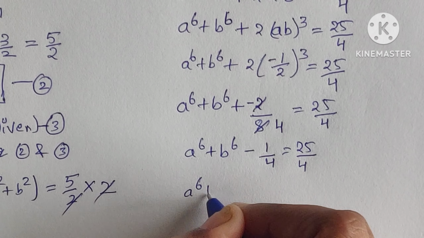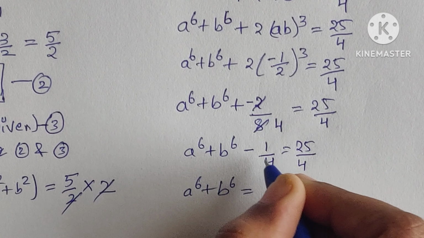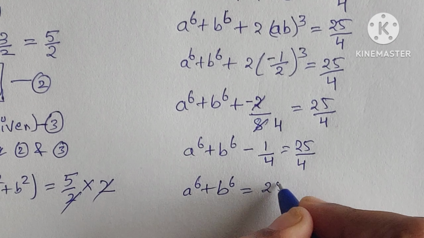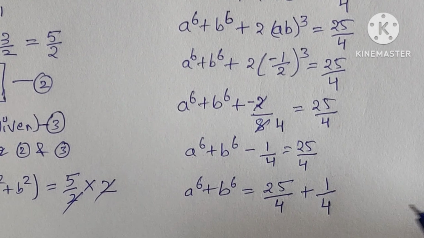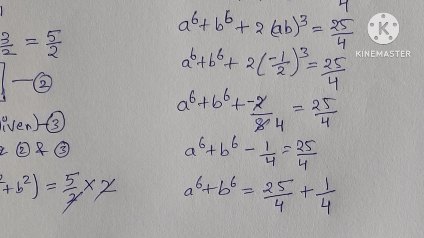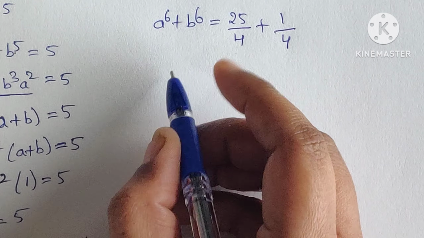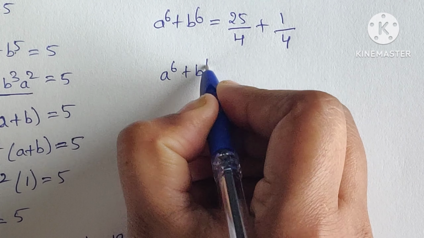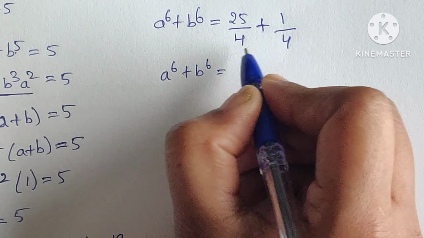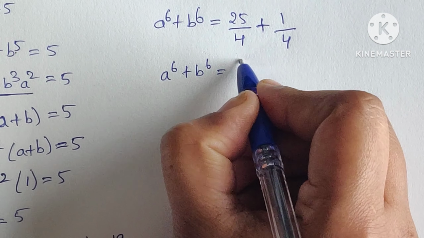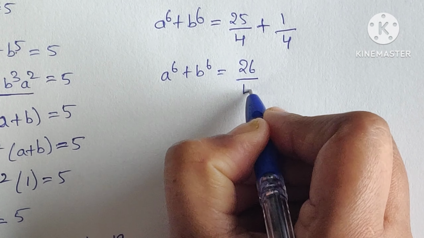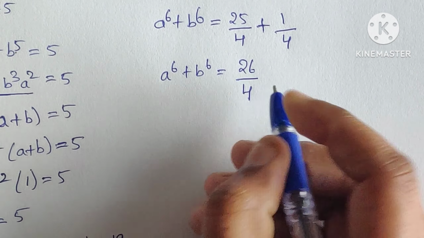A power 6 plus b power 6. So move this value to the right side. It will be 25 divided by 4 plus 1 by 4. So now we will get a power 6 plus b power 6. So here in the denominator we have common number, so that is 25 plus 1, which is equal to 26 divided by 4. So this is equation 5. This is equation 5.